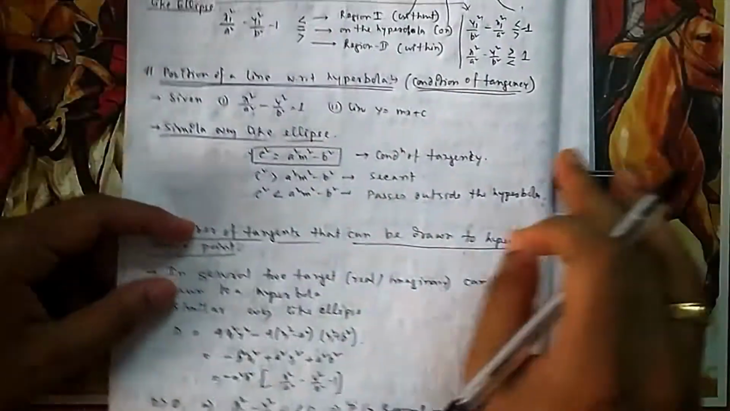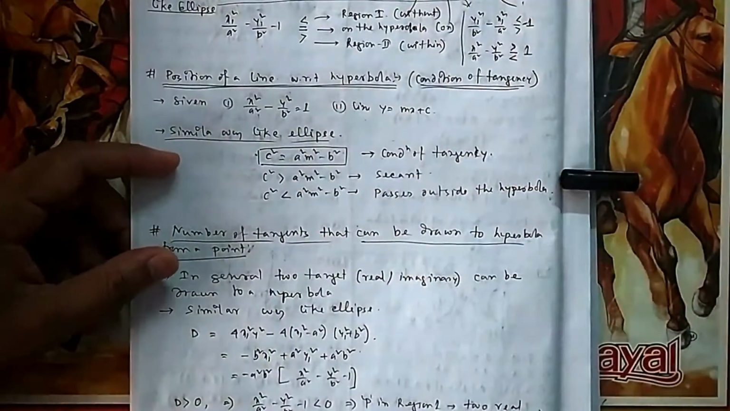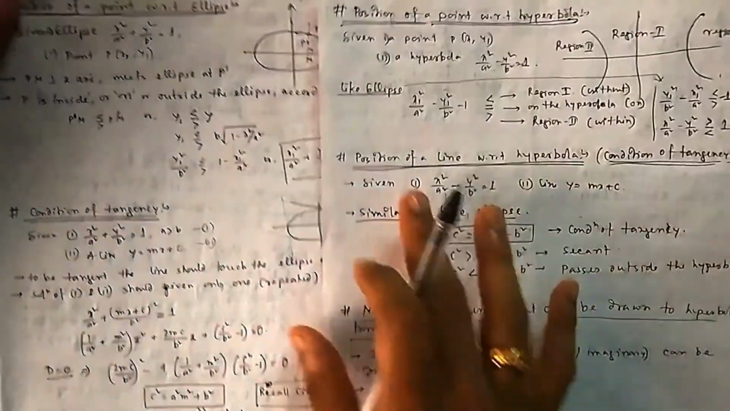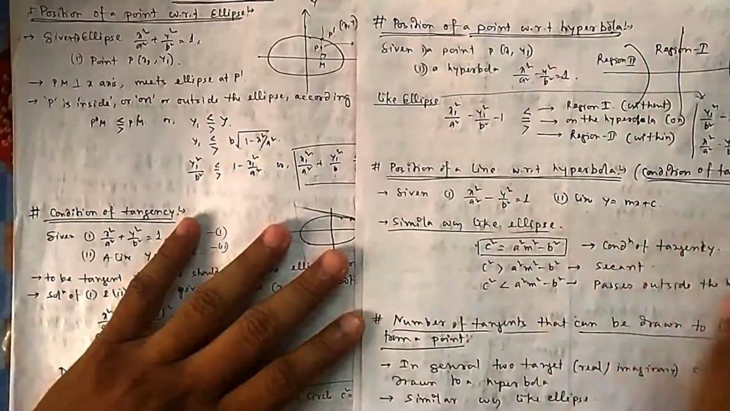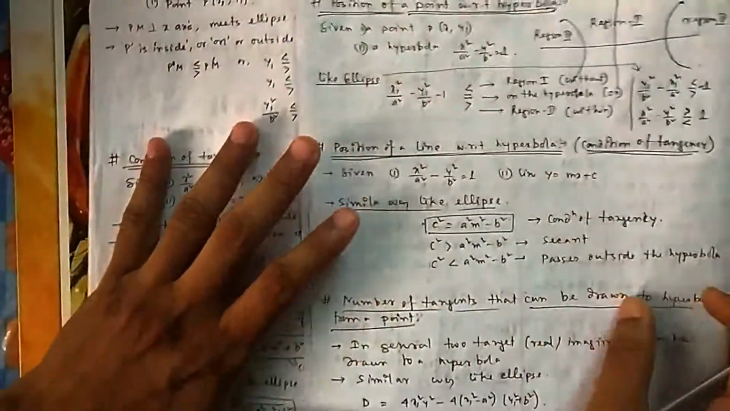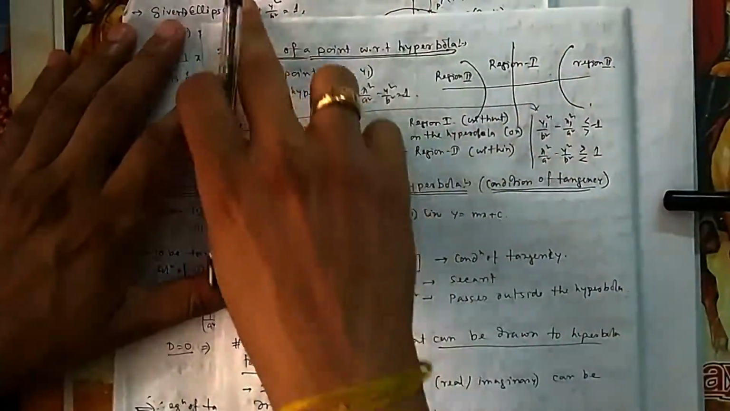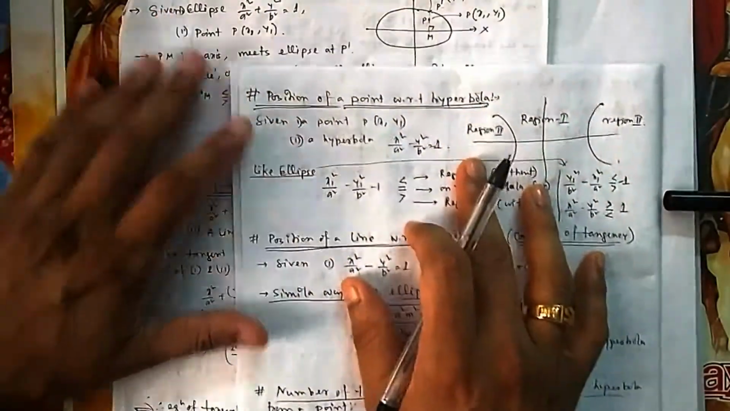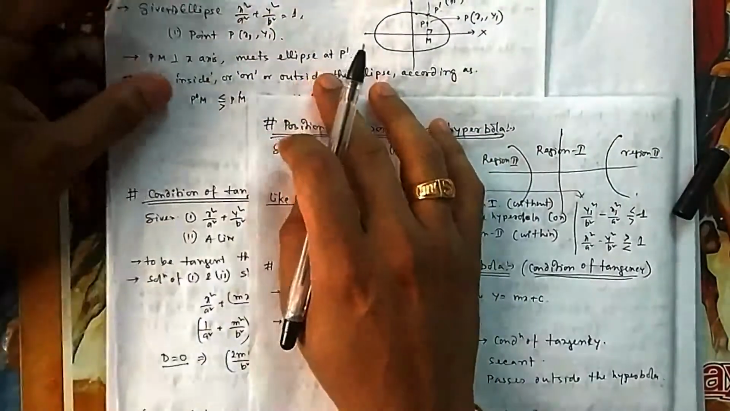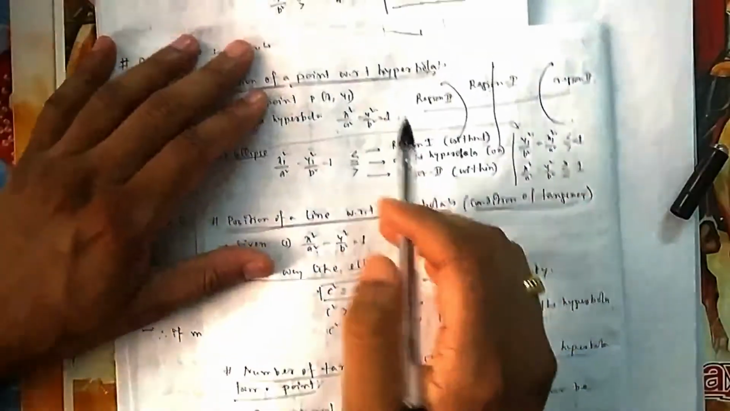Now, I am taking help of the ellipse because it is exactly similar to the ellipse, so I am not deriving each and every one. I am drawing the conclusion from the ellipse, and that's why I have taken the ellipse notes also, so that you can remember and find a resemblance between these two. So the first one is the position of a point with respect to the ellipse. The point is given, the ellipse is given. So in the same way, if I derive, what will this be?